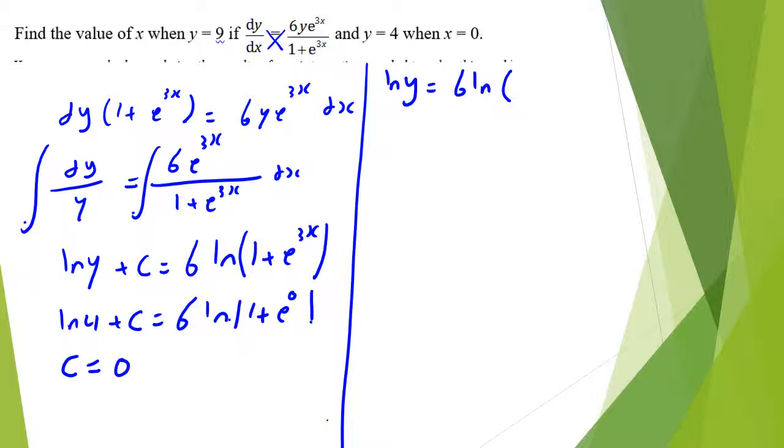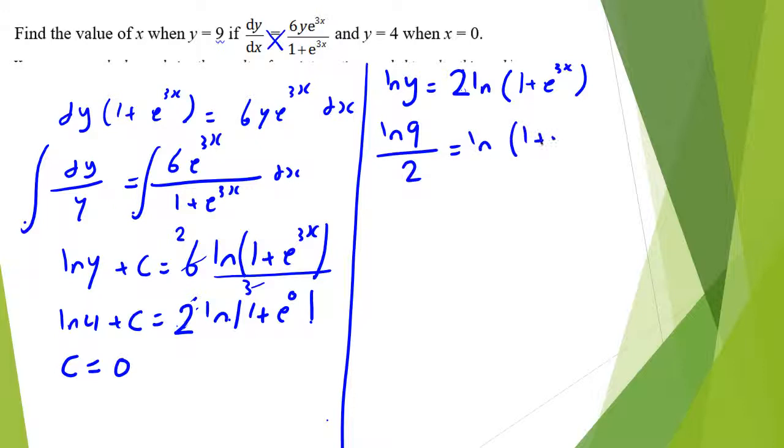I messed it up. So I need to divide by 3 in here because it's 3x, and that will cancel out. So left is 2. That one becomes 2 as well. Just gonna fix it in here. Ln 1 plus e 3x. Now substitute ln 9 divided by 2 equal ln 1 plus e 3x.